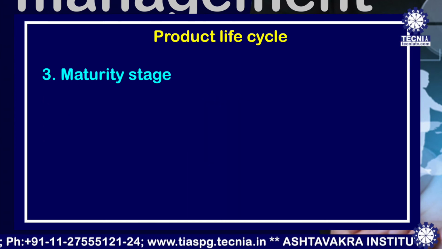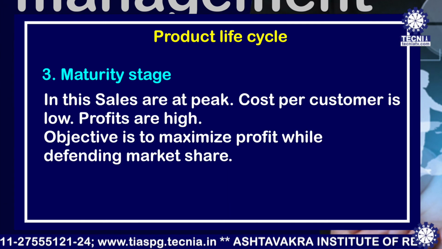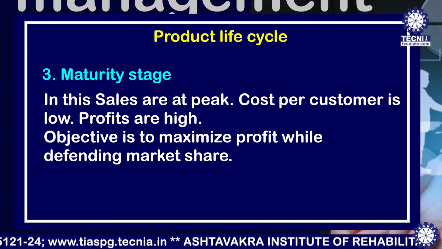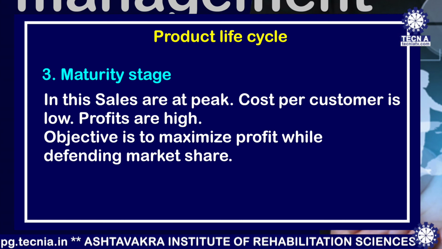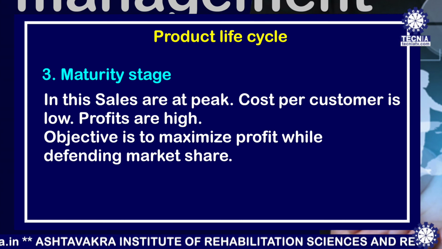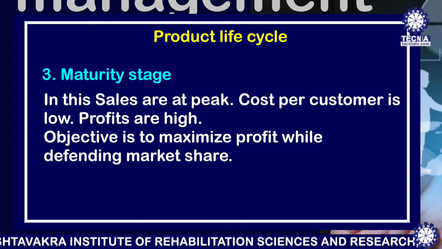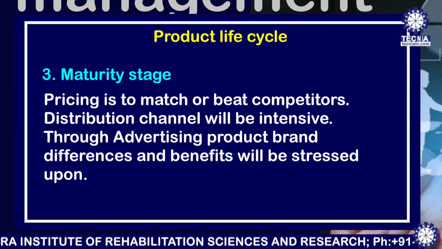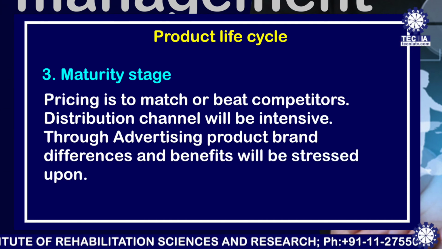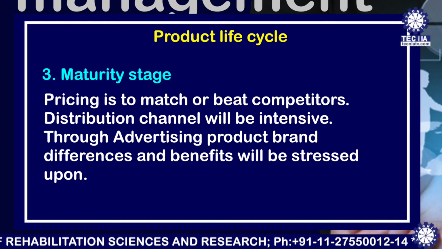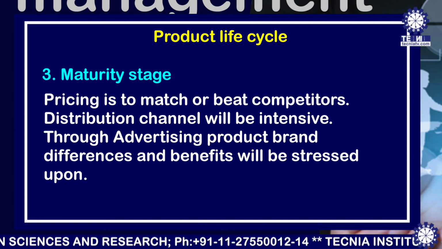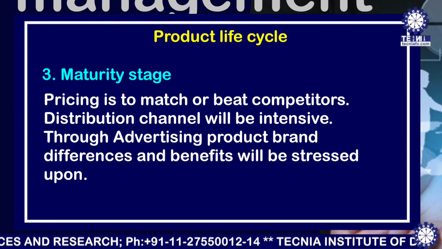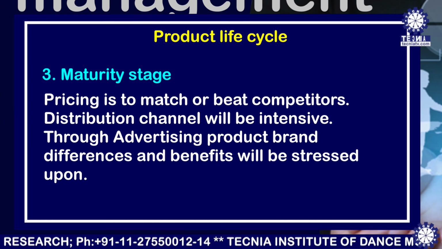Next is maturity stage. In this, sales are at peak. Cost per customer is low. Profits are high. Objective is to maximize profit while defending market share. Pricing is to match or beat competitors. Distribution channel will be intensive. Through advertising, product brand differences and benefits will be more stressed upon.